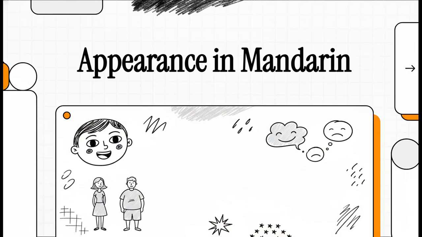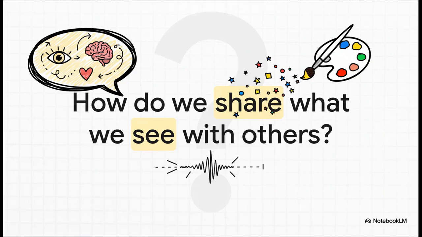All right, welcome class. So today, we're going to build a really crucial foundation for how you describe the world around you in Mandarin. We're taking a big step beyond just naming things, beyond simple nouns and verbs, and into the world of subjective experience. I want you to really think about this for a second.